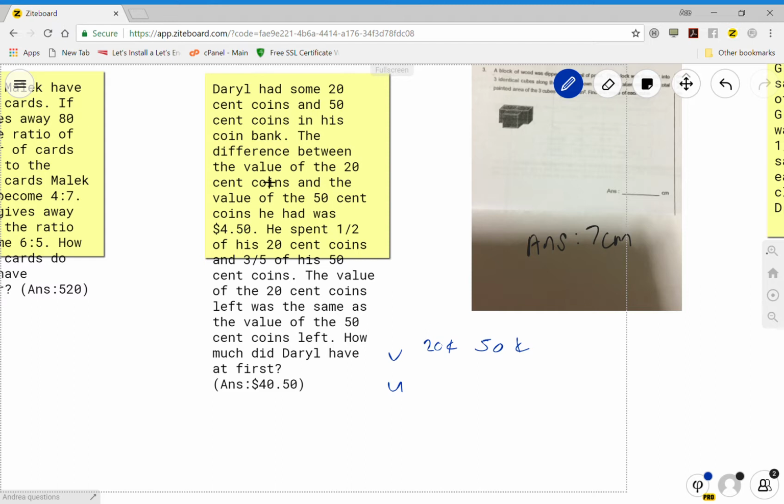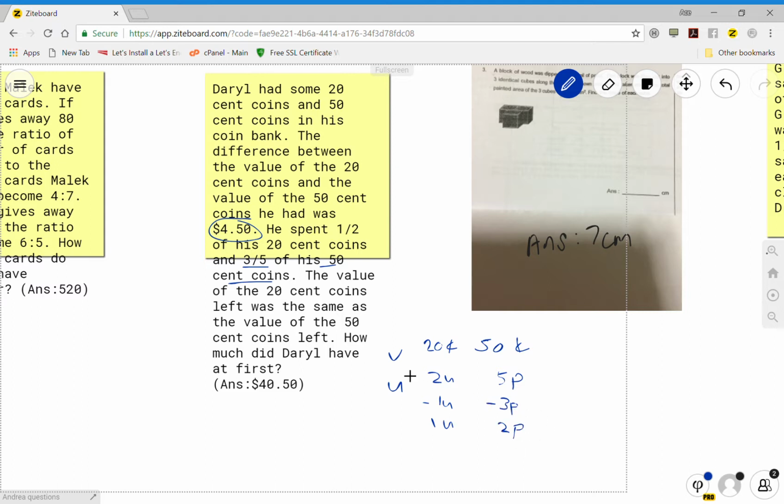Okay. So the difference between the value of the 20 cent and the 50 cent was 450 at first. So I don't know how many. But he spent half of his 20 cent and 3/5 of his 50 cent coin. So 50 cents at first got 5 parts, right? This one at first got 2 units. So you spend half, that means minus 1 unit, left 1 unit. Here he spent 3/5, minus 3 parts, so left with 2 parts, right?